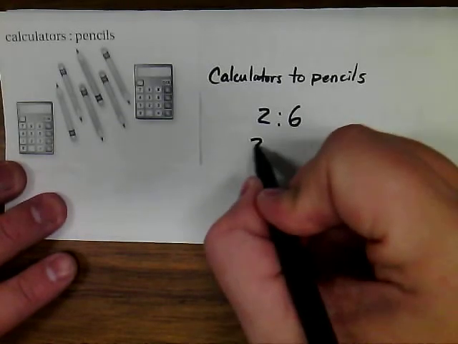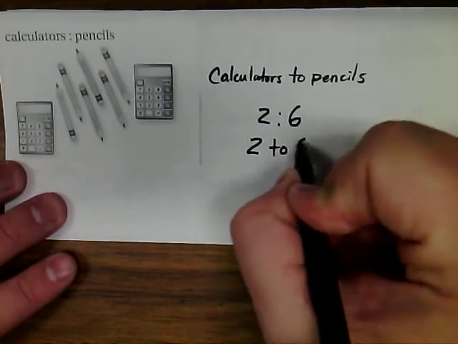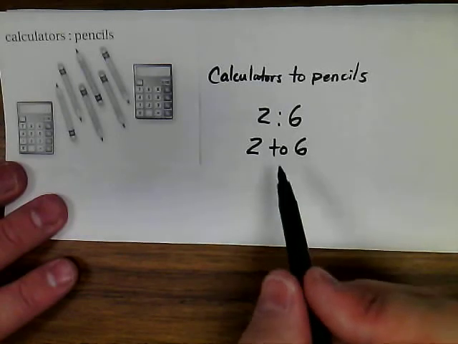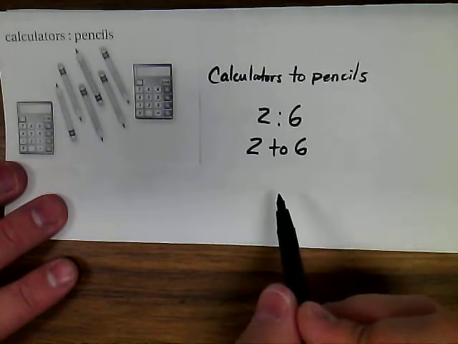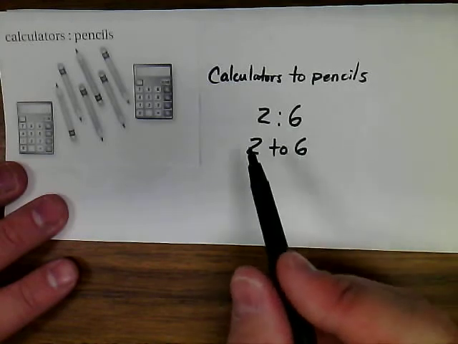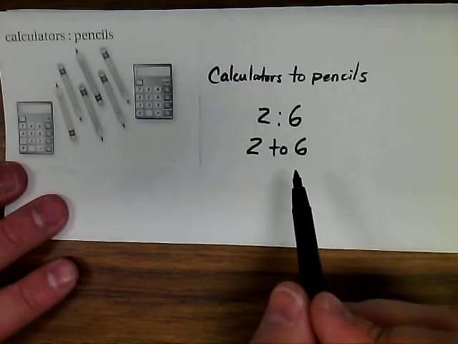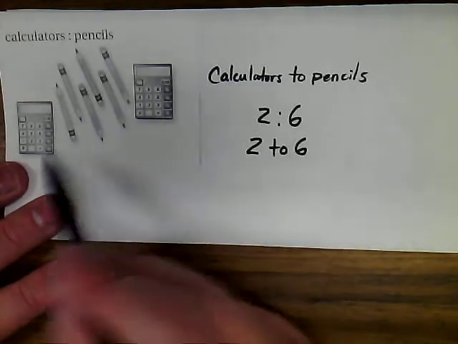Now I can also write that using the colon, 2:6. But we want to avoid using the fraction bar to show this ratio because that could seem like you mean 2 out of 6 items are calculators, which is not the case. There are actually 8 items here.